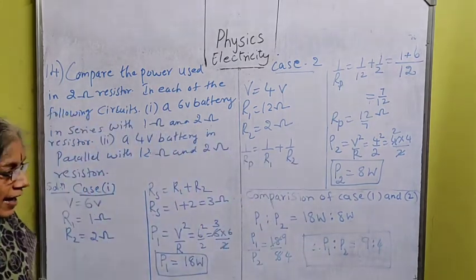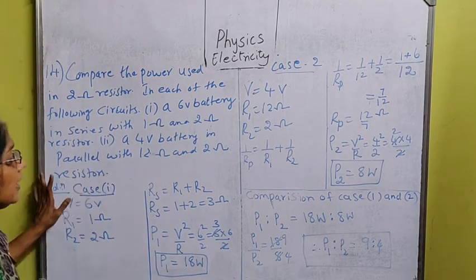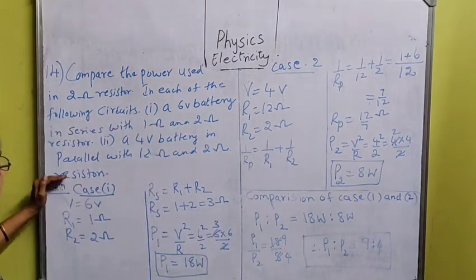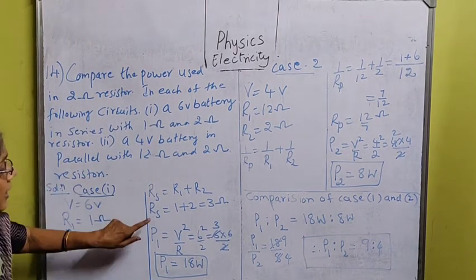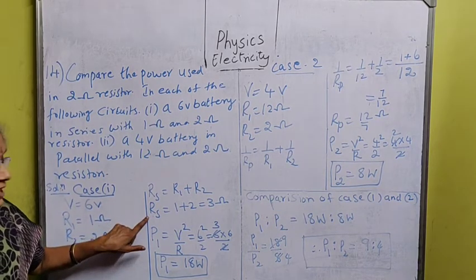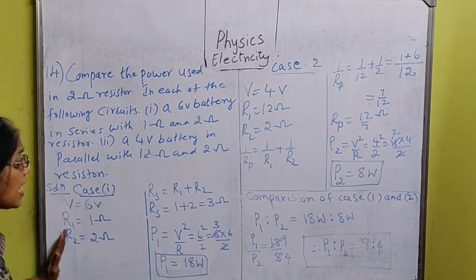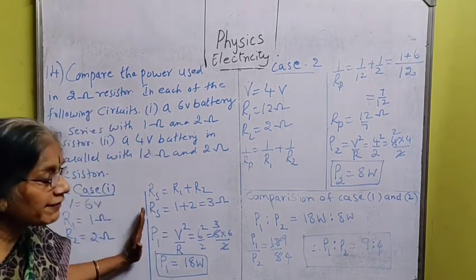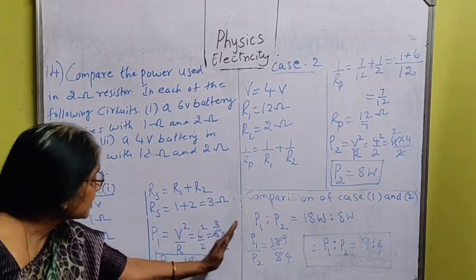So how to compare it? This is what the sum is. Again, I have divided the sum into 3 parts: case 1, case 2 and comparison. In case 1, we found out in series what is the total resistance. Because we know what series is, in series R1 plus R2. So R1 plus R2 is equal to 3 ohms, we got. Then power. Power is given by V square by R. So 6 square by R. 2 3s are 6, 3 6s are 18.